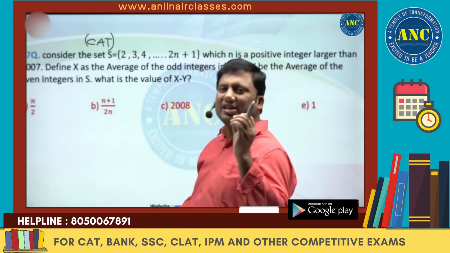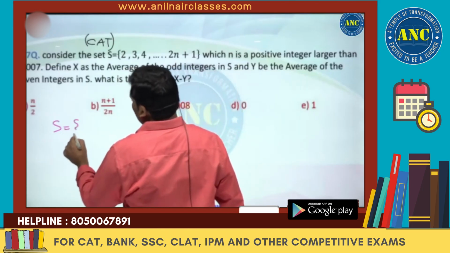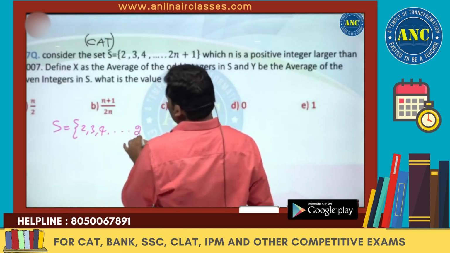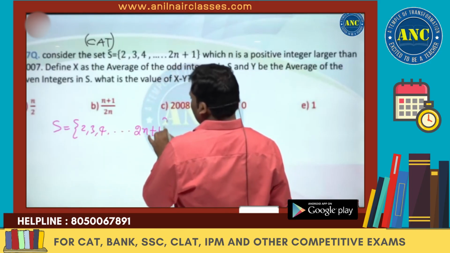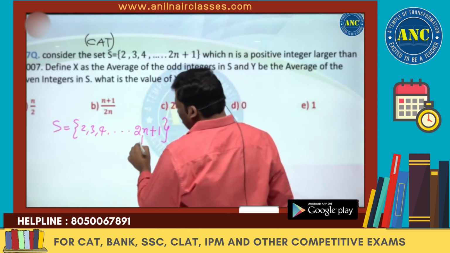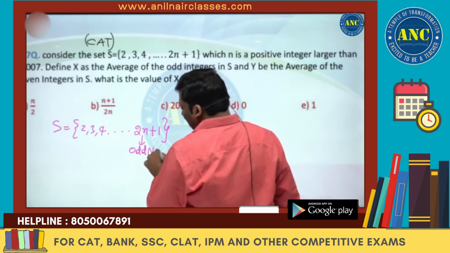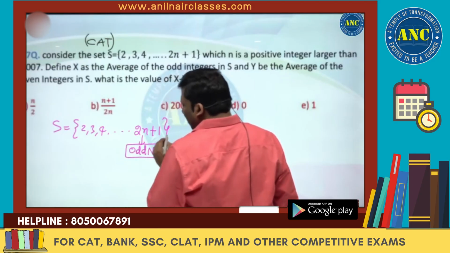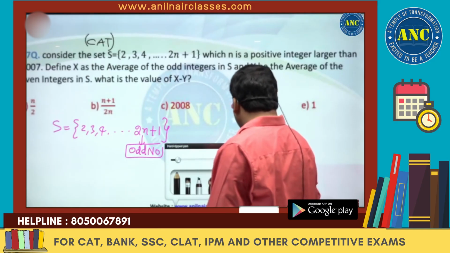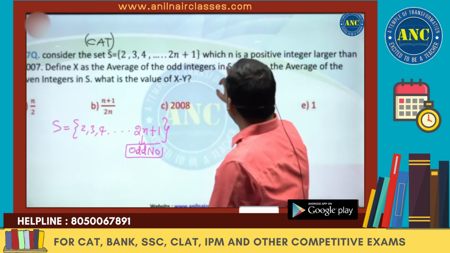The first thing is read the question. Question is S equals 2, 3, 4. What is the last number? Last number it is 2n plus 1. So if it is 2n plus 1, that means it is an odd number. So the last element in the set, it is an odd number. That is an important point.